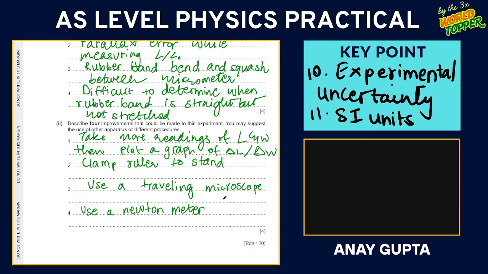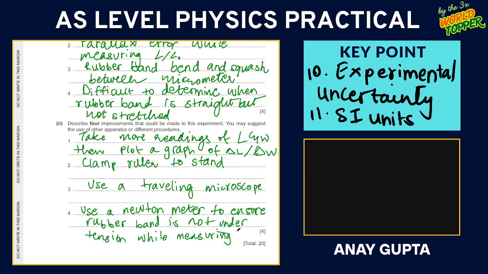So when the Newton meter returns a constant value, until that time the rubber band is not under tension. But when the Newton meter's reading starts to rise, the rubber band has started to gain tension. So use a Newton meter to check the rubber band is not under tension while measuring L naught. Okay, so these were our 4 improvements and errors in the procedure for this particular question.